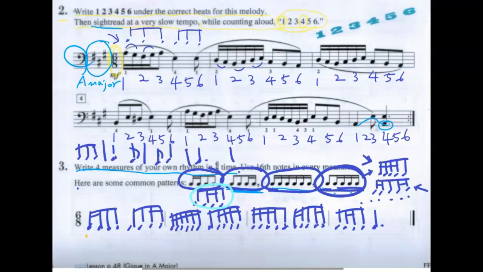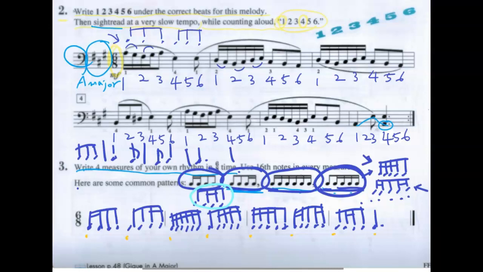Ta ta ta ta ta ta ta ta ta ta ta ta ta ta ta ta ta ta ta ta ta ta ta ta ta ta ta ta ta ta ta ta. Okay, so it sounds like this.